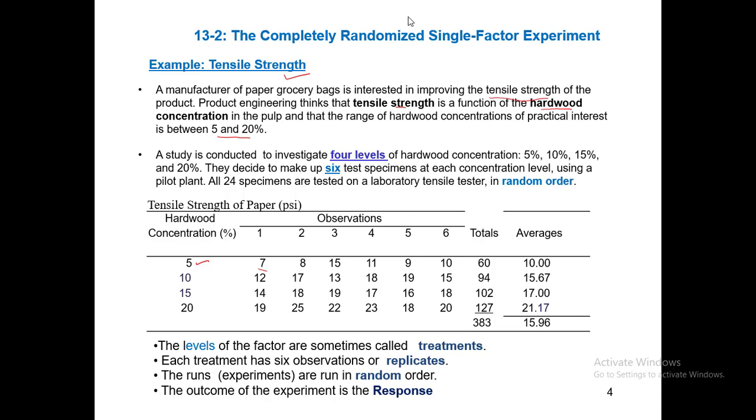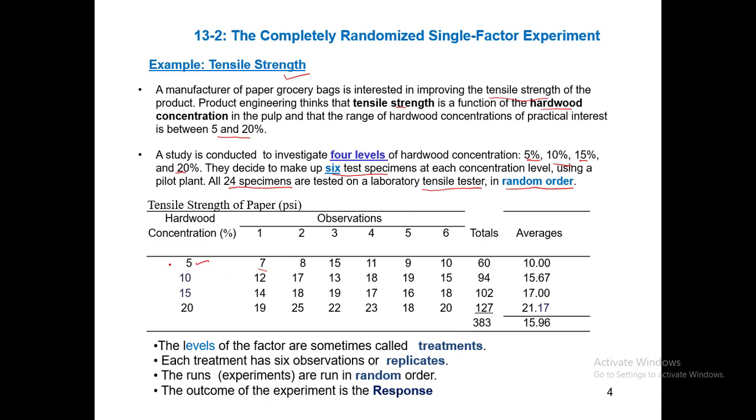So the industry divided this 5 to 20% into four levels. These four levels of the hardwood concentration are 5%, 10%, 15% and 20%. They decided to make up 6 test specimens. These are the replications, using a pilot plant. All the 24 specimens, it means that 24 experiments, have been performed in a laboratory on a tensile tester, a universal testing machine, in a random order. In order to avoid bias, they performed the experiment in random order.